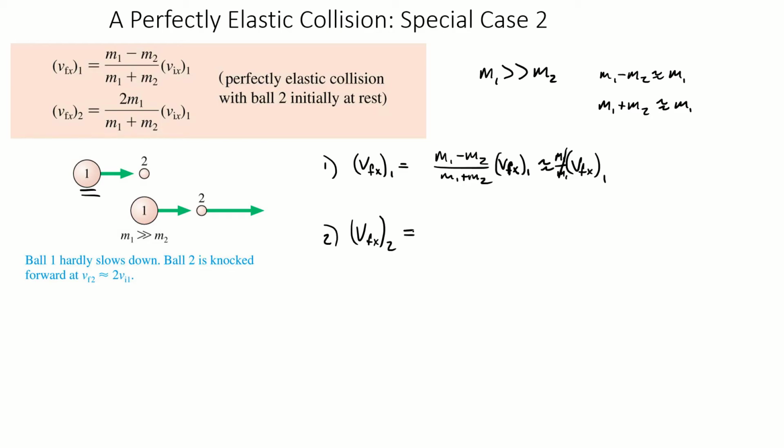What about the final velocity of ball two? We can use the same sort of analysis, where the m1 plus m2 in the denominator is approximately m1. So that cancels, and we're going to end up with 2 times v initial. So the beach ball that the bowling ball hit is going to bounce off moving at twice the speed.